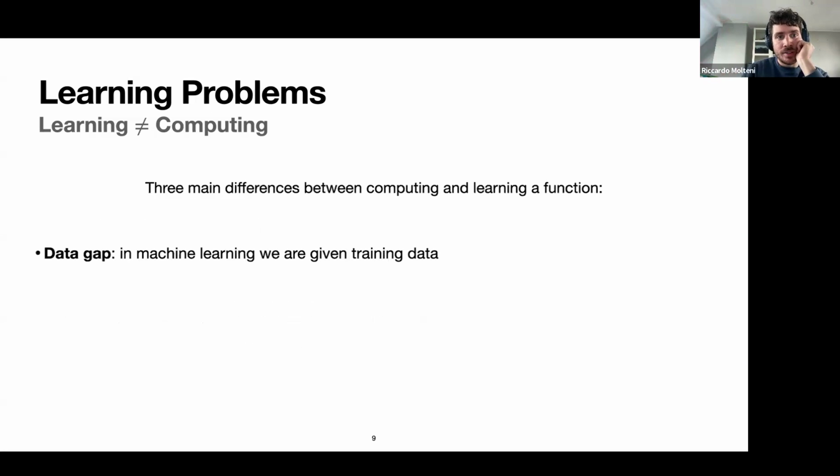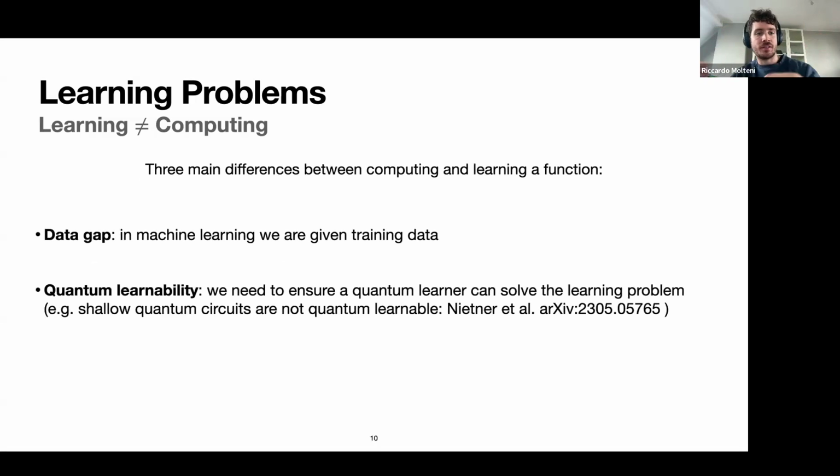Well, the answer is that learning a function and computing a function are two different things. There are three main differences between computing and learning a function. The first difference, which is the strongest difference, I would say, is the data gap. In machine learning, when we want to learn a function, we are provided with data. And data can give us stronger information about the function that we want to compute. And I will give an example of that in the next slide.